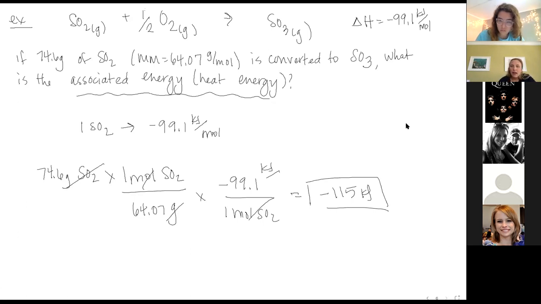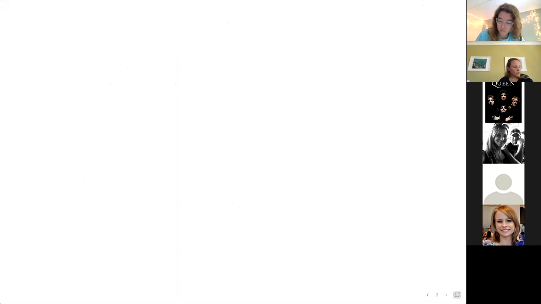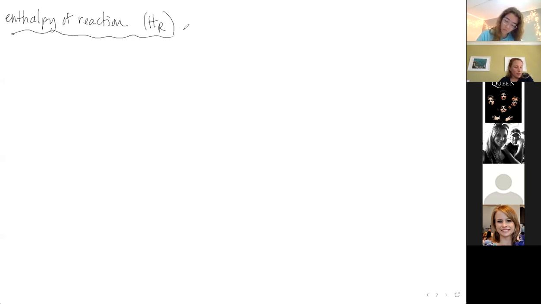All right, and then for the last thing for today, we have our enthalpy of reaction. The book has this as H_R, which is fine. Sometimes they use H sub C if they're talking specifically about combustion. But the enthalpy of reaction is the difference between the enthalpy of the products at a specified state and the enthalpy of the reactants at the same state for a complete reaction.